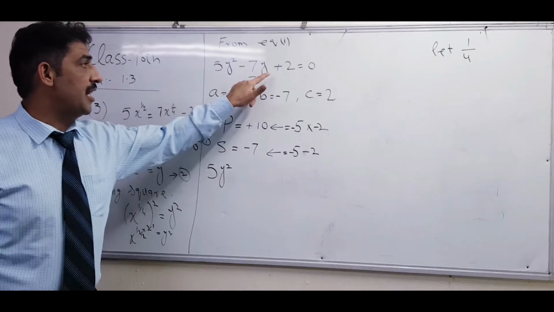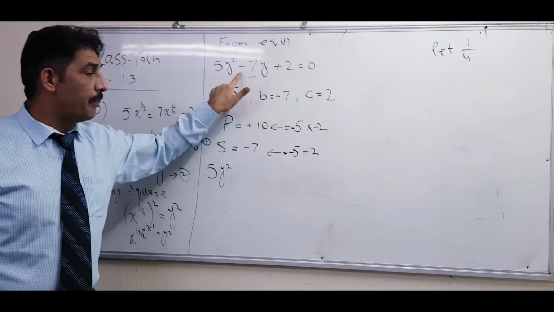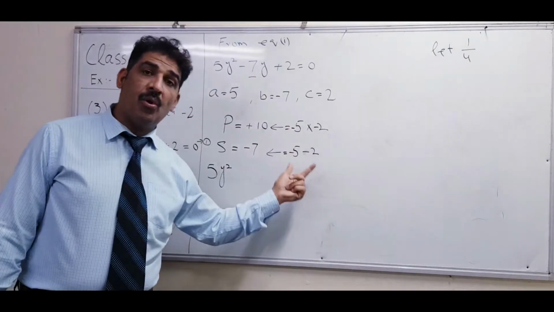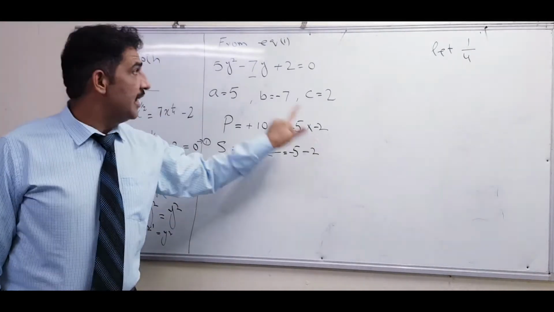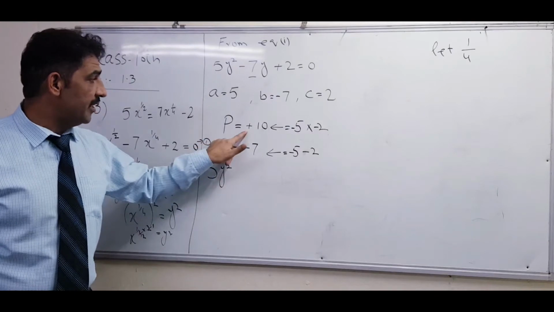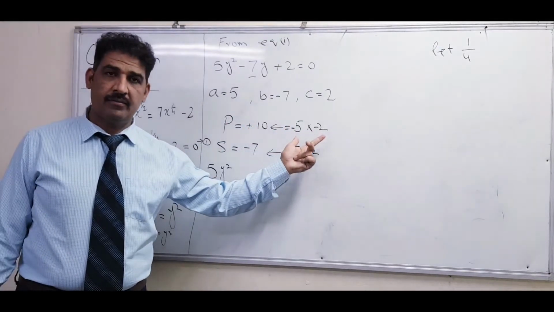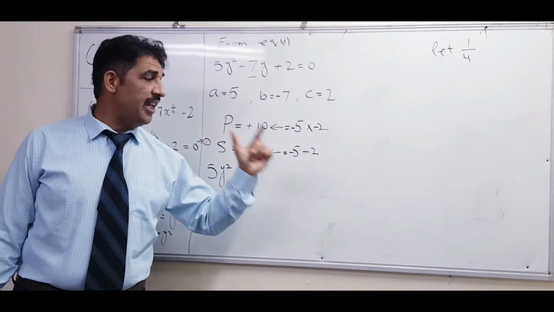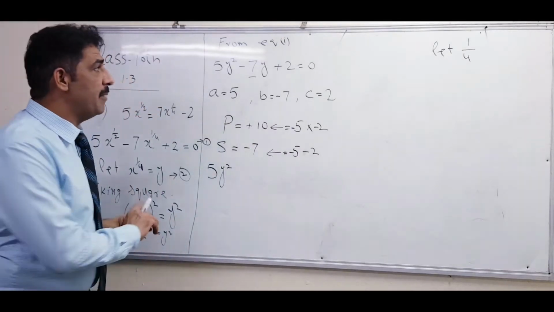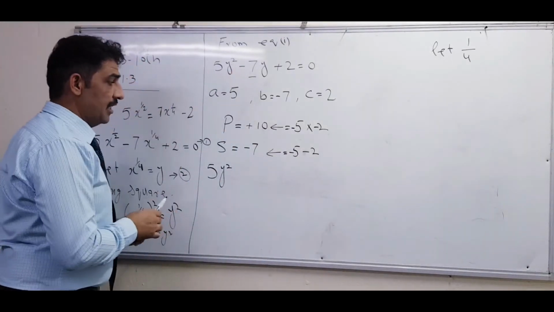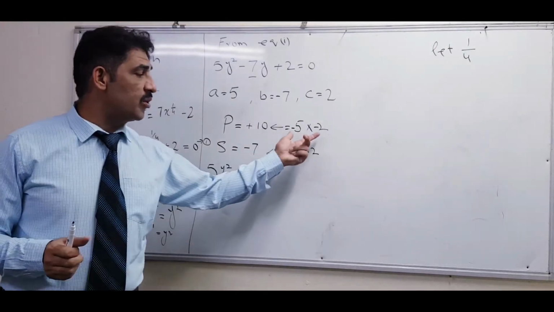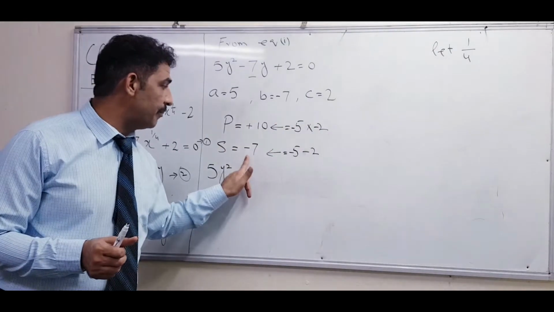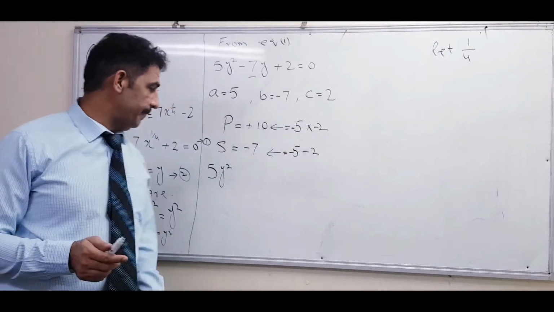If here we had the sign plus 7, then we would take both as positive signs. Both the same sign. It means that when the product is positive, both signs will be the same. Now whether both signs are negative or positive depends on the sign of the sum. If the sum has a negative sign, both signs are negative. If the sum has a positive sign, both signs are positive.